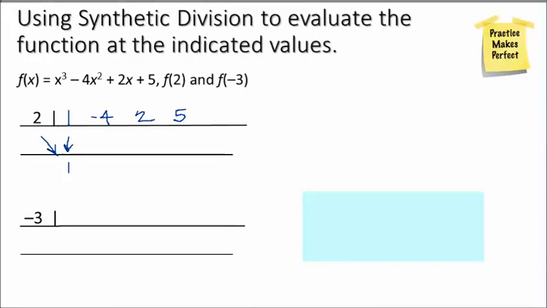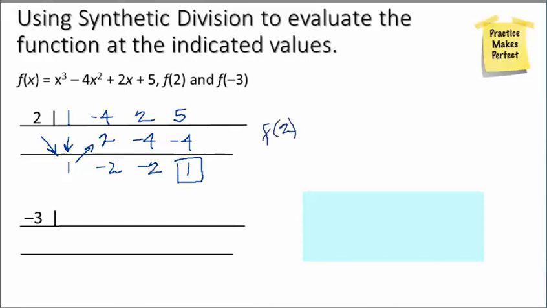2 multiplied by 1 gives me 2. Negative 4 plus 2 gives me negative 2. 2 times negative 2 gives me negative 4. 2 minus 4 gives me negative 2. And then 2 multiplied by negative 2 gives me negative 4. 5 minus 4 gives me a 1. That, my friends, is your answer.